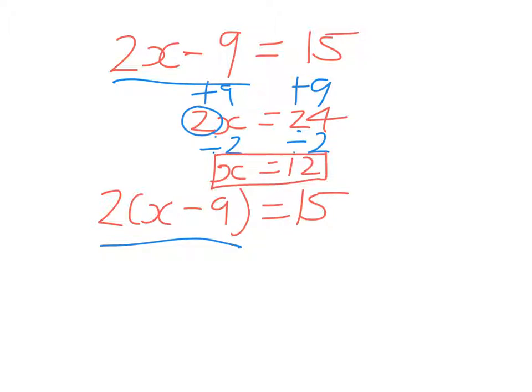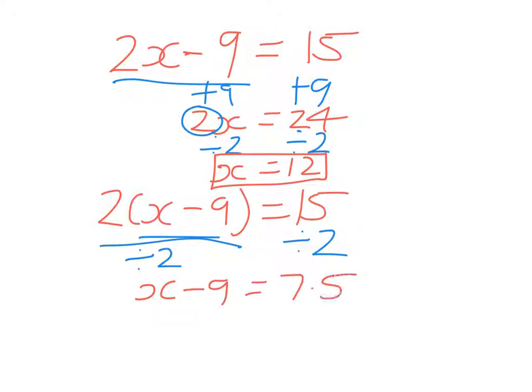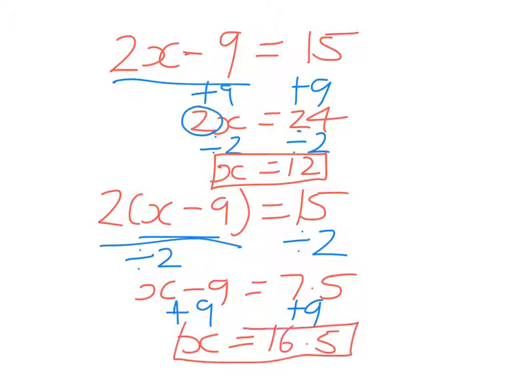The second equation, because I've subtracted 9 first, then multiplied by 2, I'm going to undo timesing by 2 first. And then I'm just left with x minus 9 equals 15 divided by 2, which is 7.5. Now I'm going to add 9 to both sides to undo subtracting 9. X equals 16.5. Okay, so we got a totally different solution because the order of operations was different.